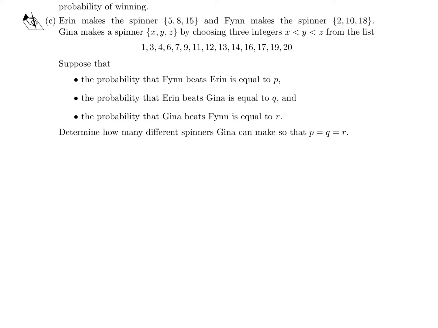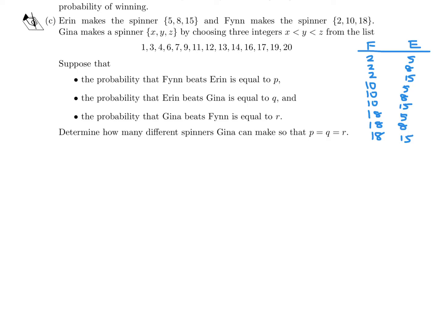Well, let's first try to figure out at least one of these. Finn beats Aaron. So for Finn and Aaron, we actually have the numbers, so that should be pretty straightforward. Finn is 2, so we're going to do exactly what we did before to figure out the probability. And then Aaron is 5, 8, 15, so 5, 8, 15, 5, 8, 15, and 5, 8, 15. Now let's see, what is the probability that Finn beats Aaron?